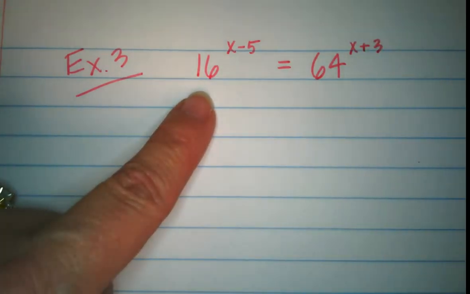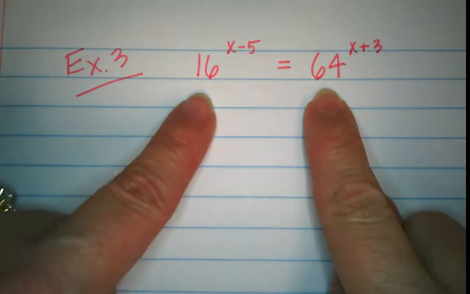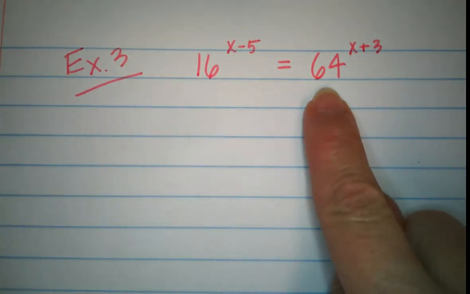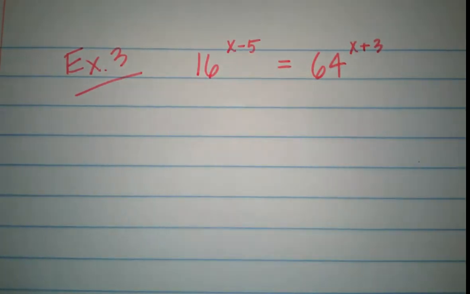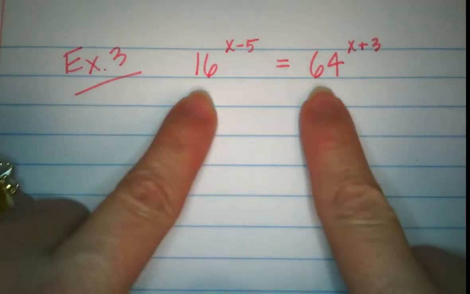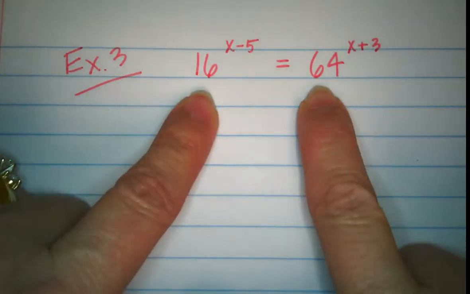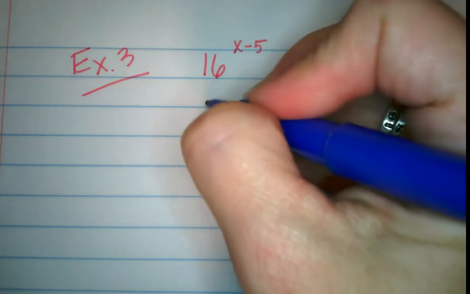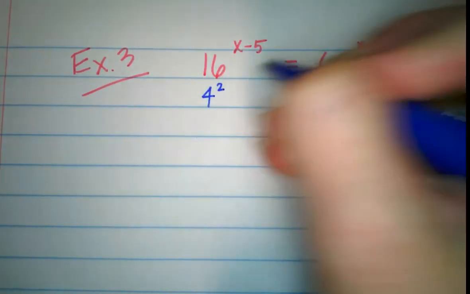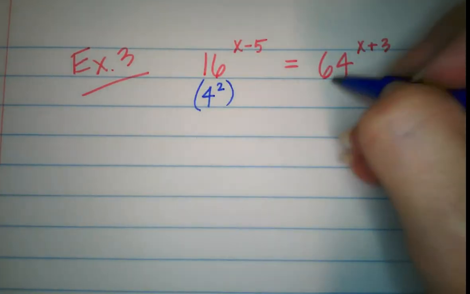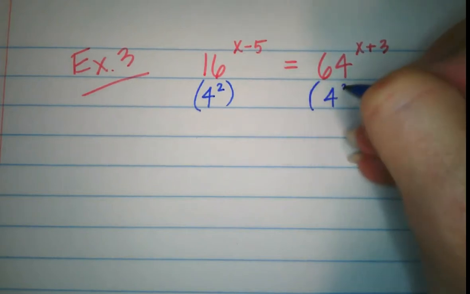Any ideas? Both 64 and 16 are powers of 2. Okay, there's another one too. Do you know? Yeah. Perfect. So both of these are powers of 4. So I'm going to replace the 16 with 4 squared, and I'm going to replace the 64 with 4 cubed.